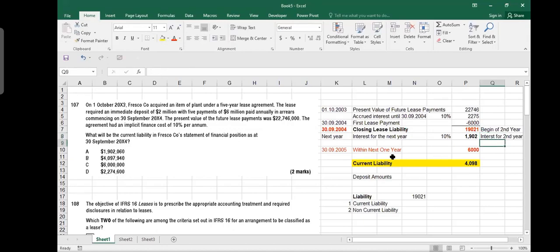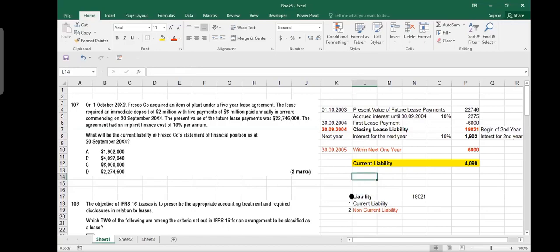And now if they ask you how much is your non-current liability? Non-current liability on which date? On 30th September 2004, like end of the first year or beginning of the second year. End of first year means beginning of the second year. If they ask you what is the total liability, answer is 19,021. If they ask you how much is the current liability, answer is 4098.